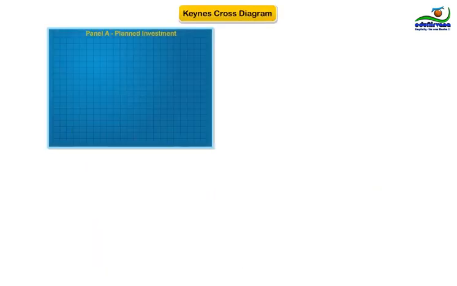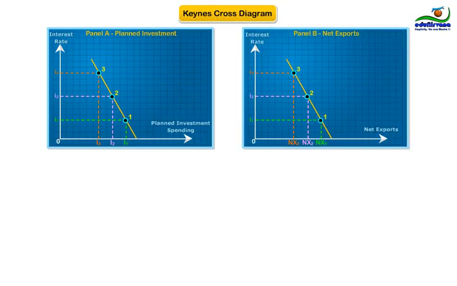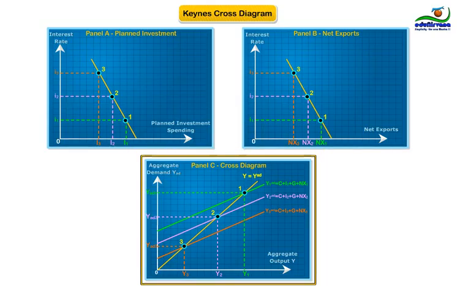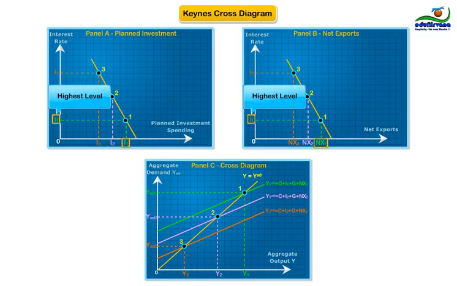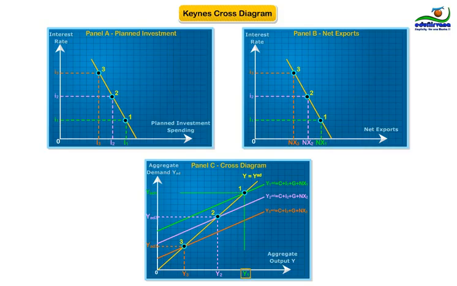The three levels of planned investment spending and net exports in panels A and B are represented in the three aggregate demand functions in the Keynesian cross diagram of panel C. So, we can say that the lowest interest rate, I1, has the highest level of both planned investment spending, I1, and net exports, NX1, in panel A and panel B, and hence the highest aggregate demand function, Y1AD, in panel C. Similarly, points 2 and 3 are taken from planned investment and net exports at their corresponding interest rate levels.